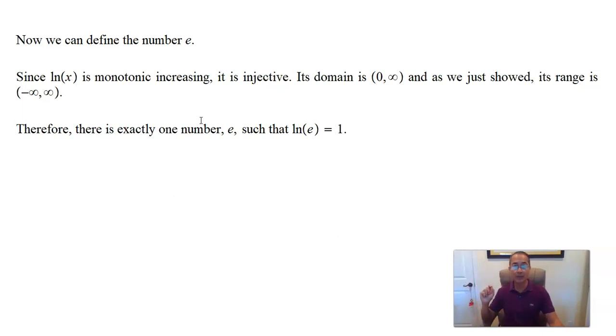Do you remember the intermediate value theorem? There is exactly one number e so that ln of e is 1. And why exactly one number? Because our function is monotonic increasing. So therefore, you cannot hit the same number twice. You cannot have the same y value twice. So let's go back to GeoGebra and see exactly where e goes in our graph over there.